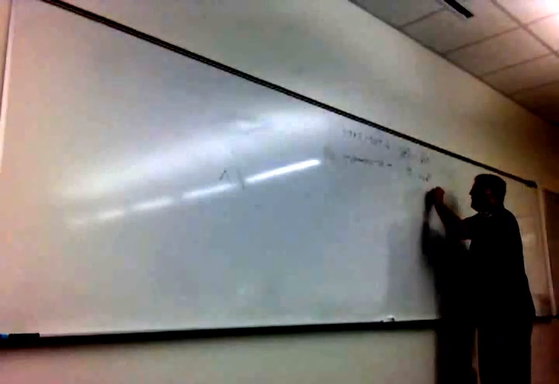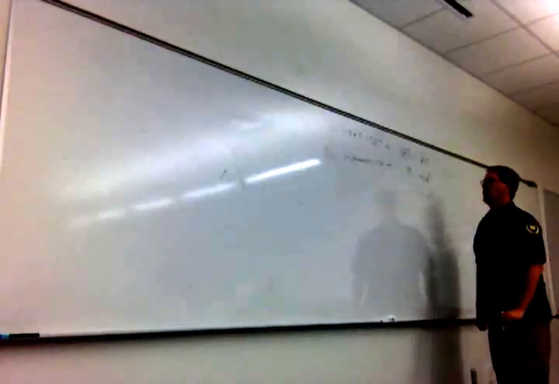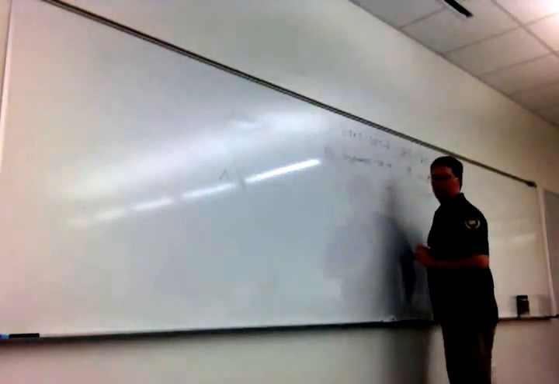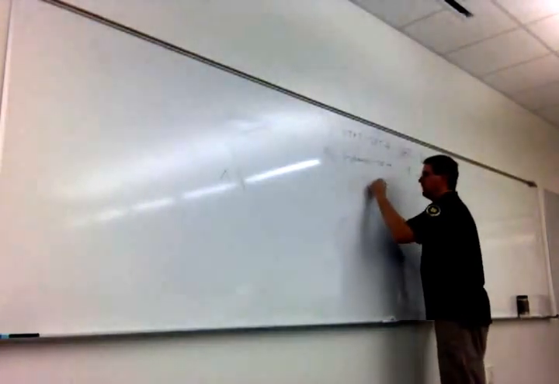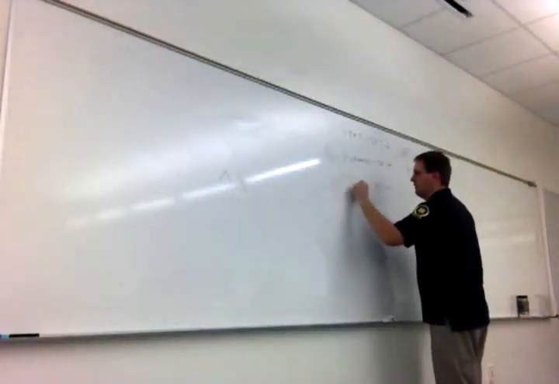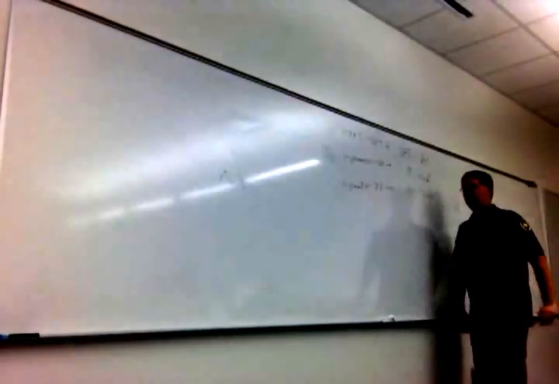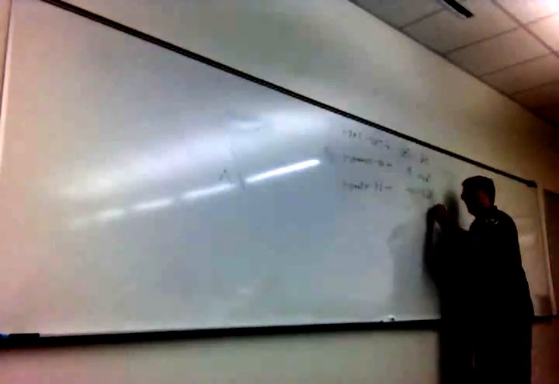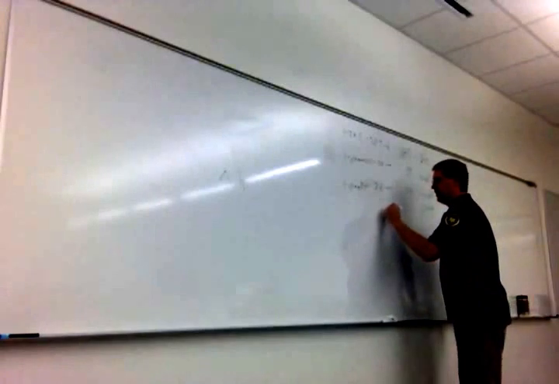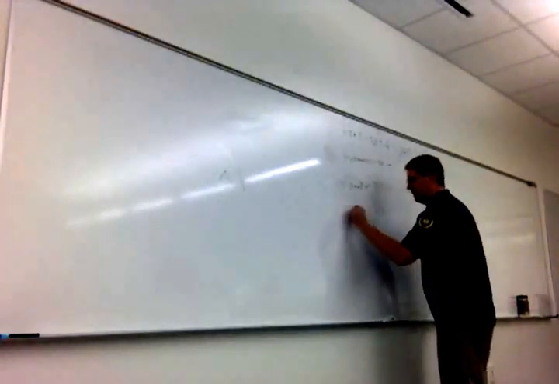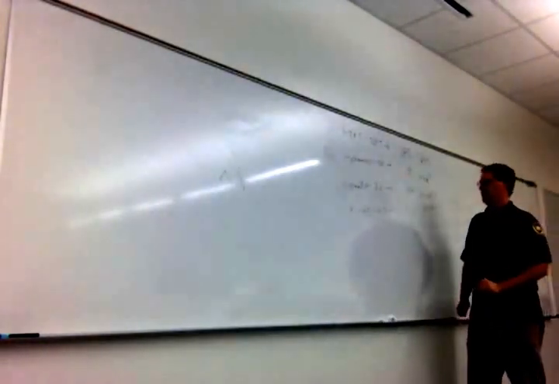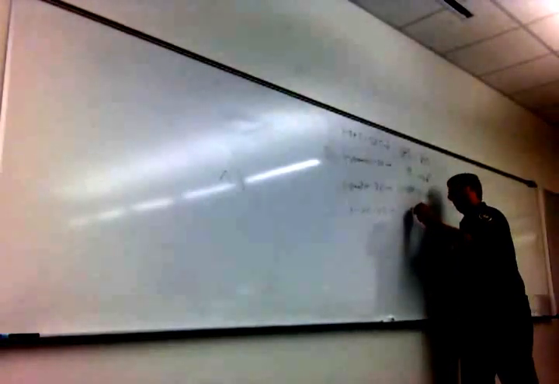Now I have my PaCO2. That's the partial pressure of carbon dioxide in the blood. And what is the normal range for PaCO2? 35 to 45 millimeters of mercury. And the normal PaCO2 is 40. And then I have my bicarbonate, HCO3 negative. Bicarbonate has a normal range of 22 to 26. And what's the normal value? Right in the middle, 24.